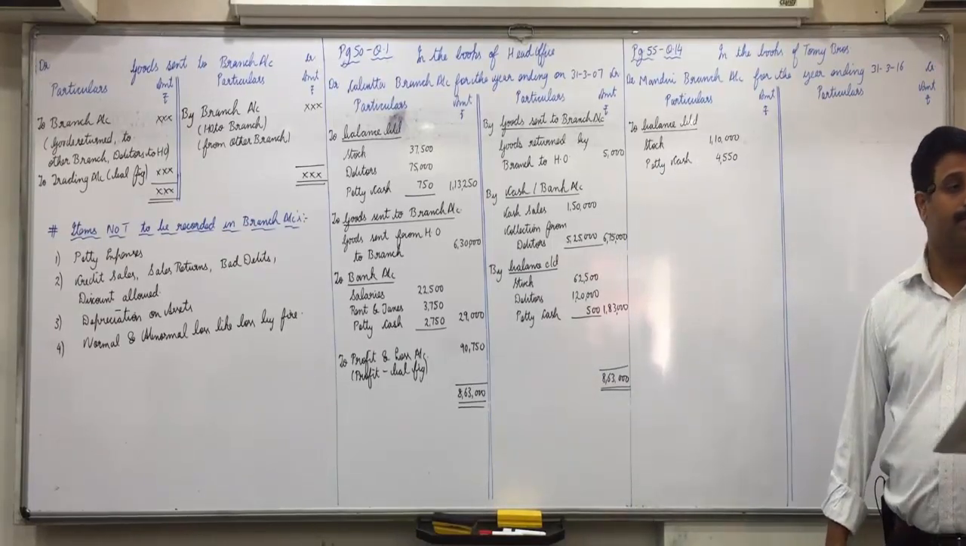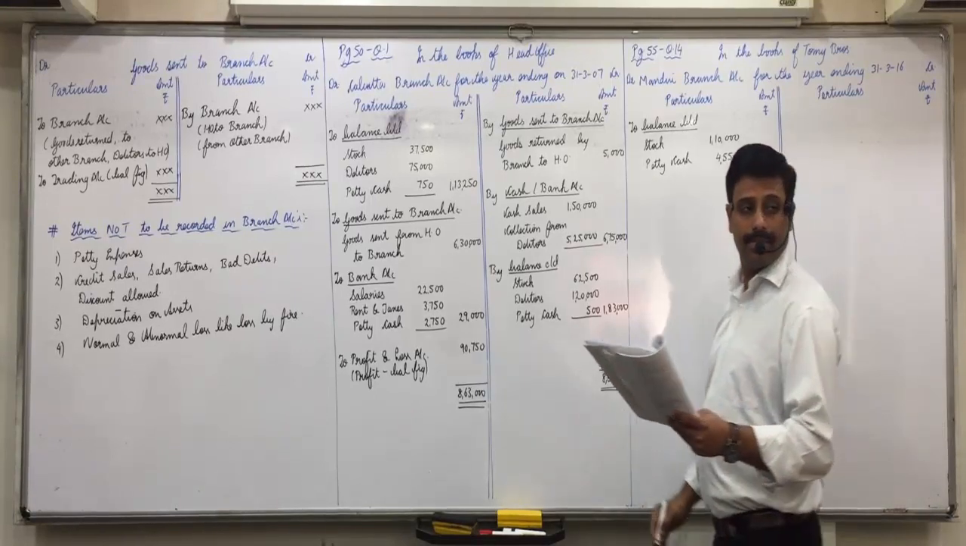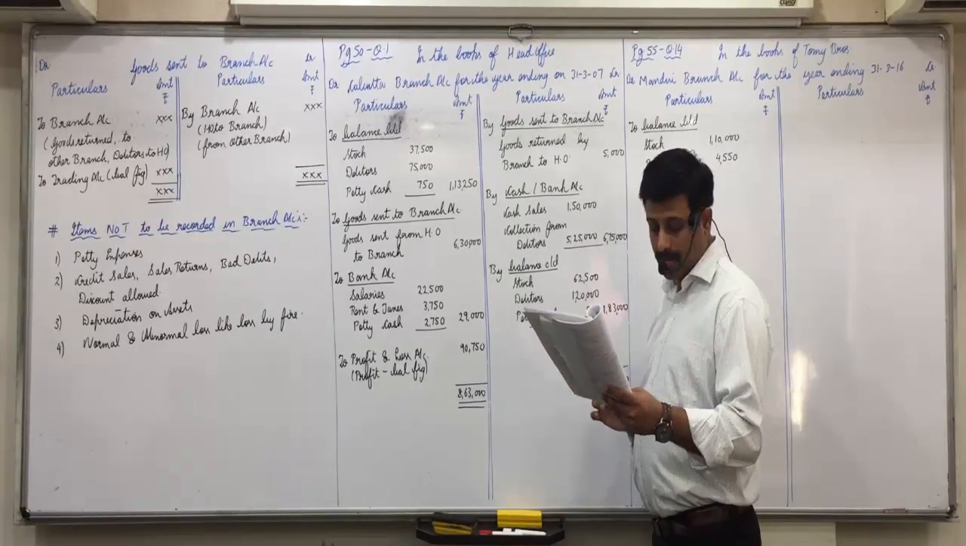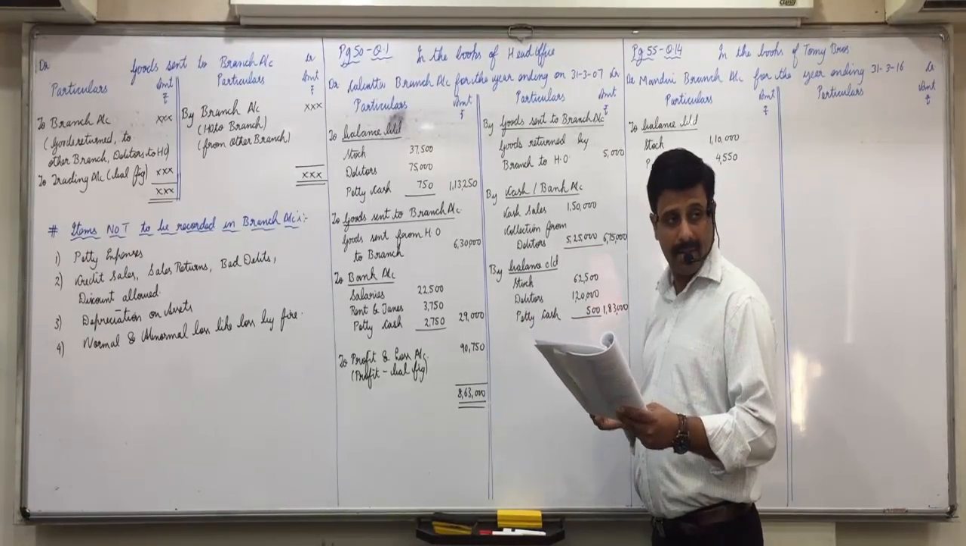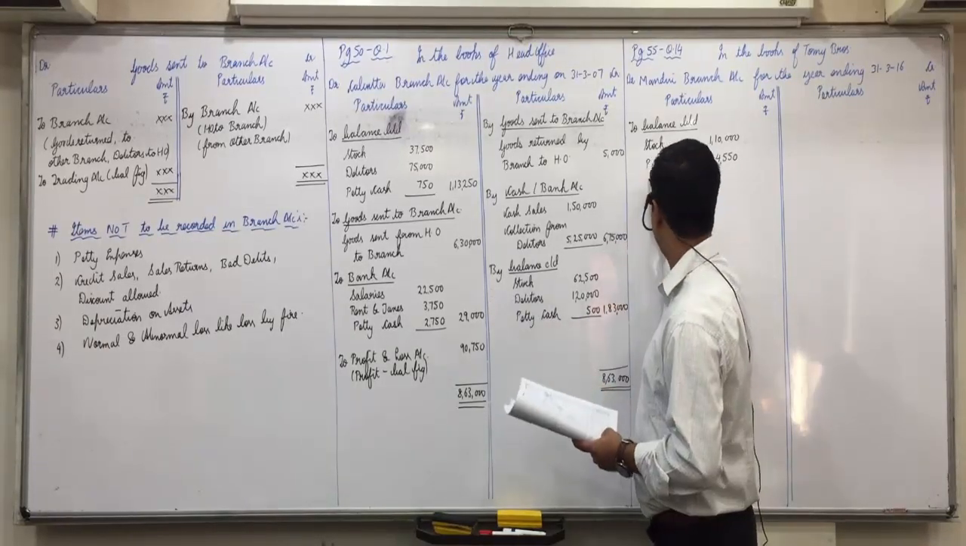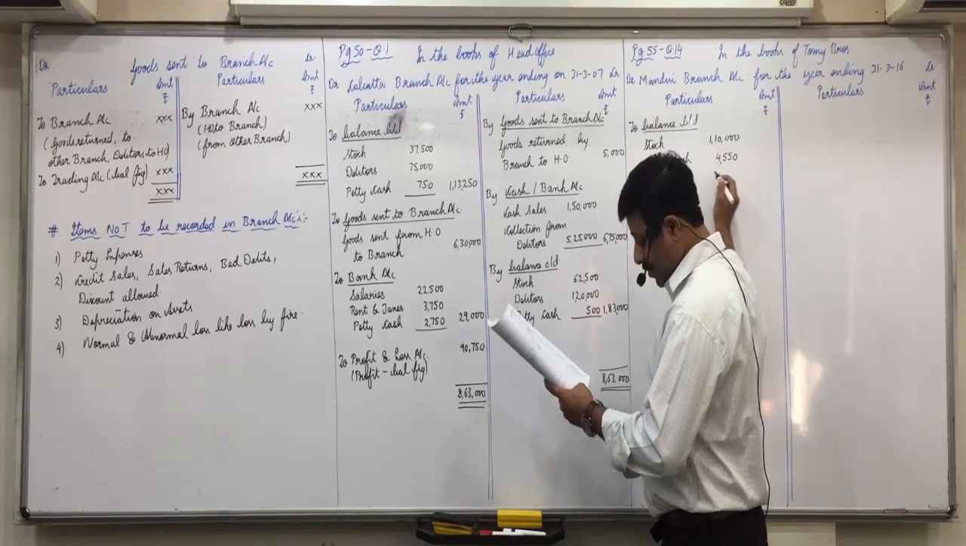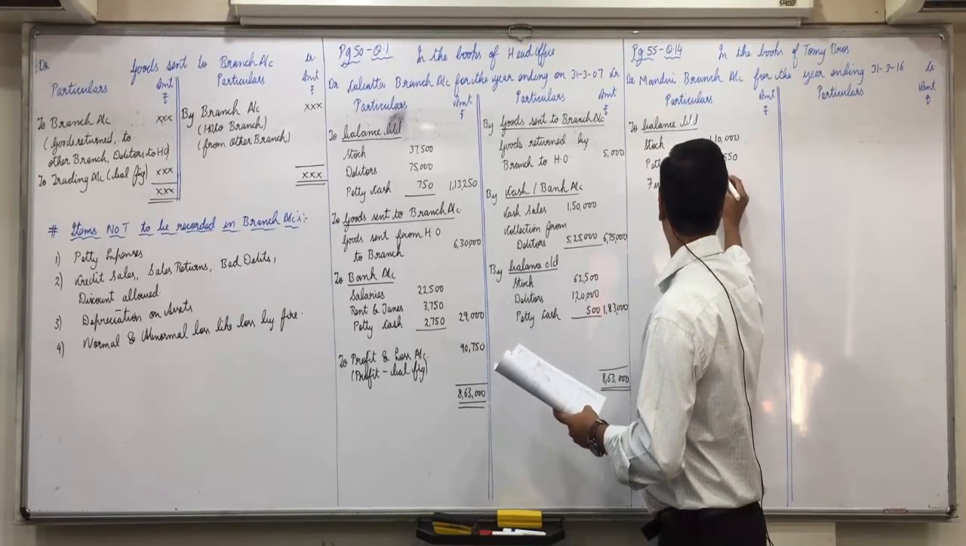Then furniture. Well, it is a liability? No, furniture is also an asset, so debit side. Furniture 35,500. Silence everyone.